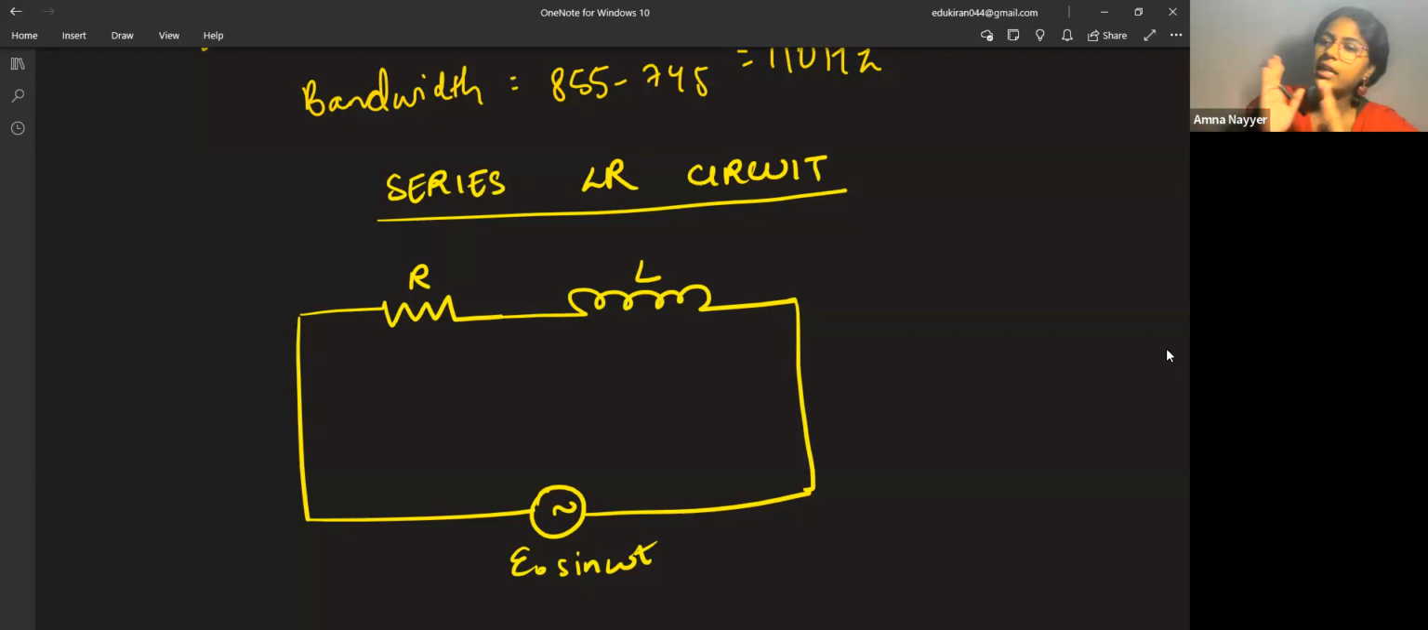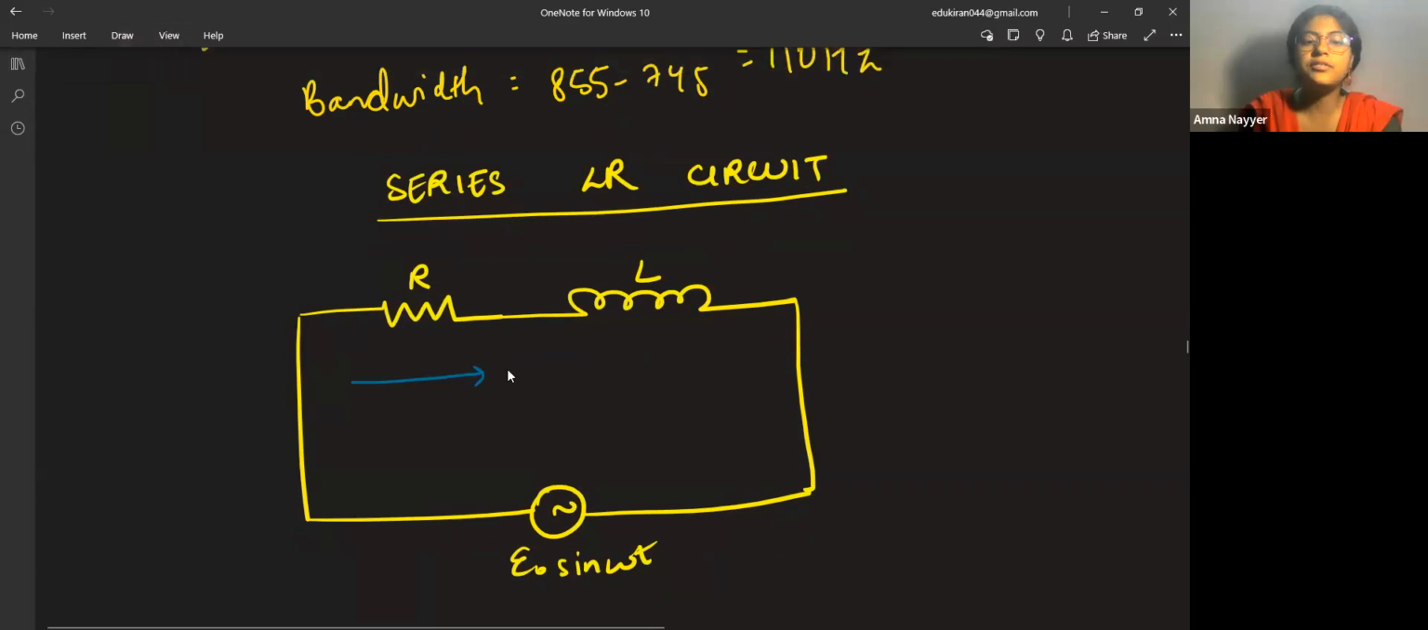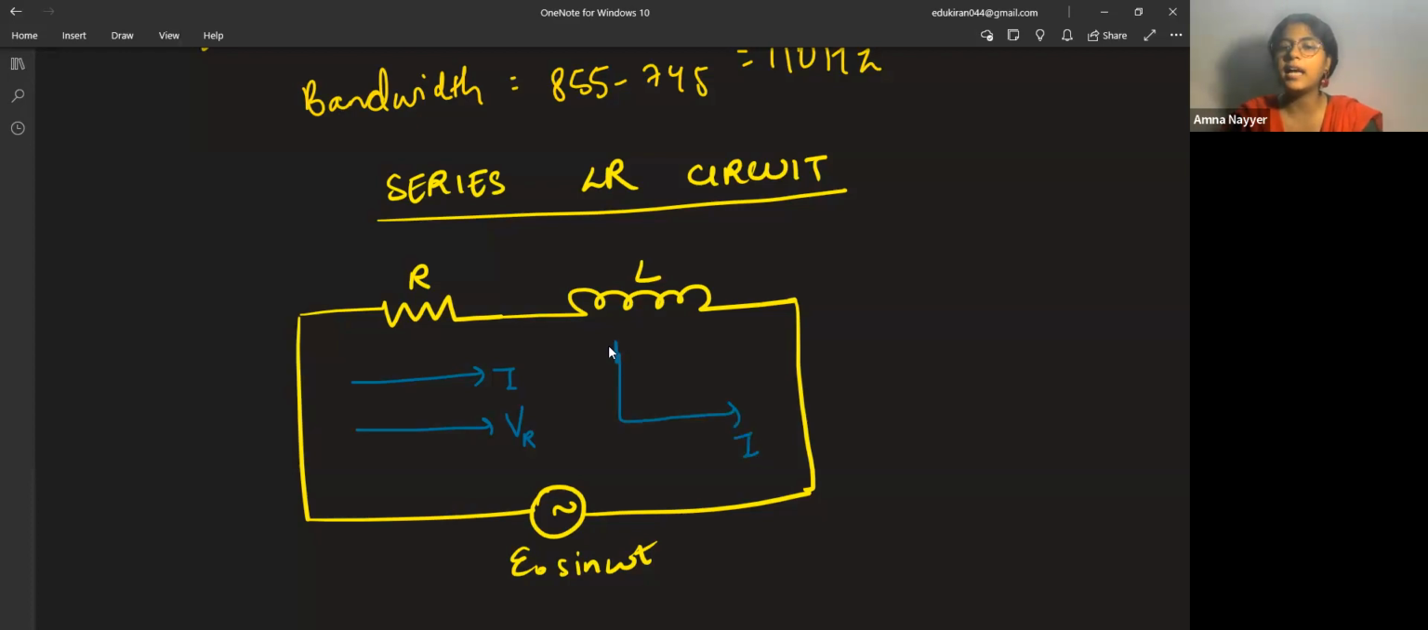So resistor you have, inductor you have, right? When we were talking about resistors, we had noticed that current and voltage across the resistor were in the same phase. There wasn't any difference. We had seen the graph also, both were in the same phase. Then in case of inductor, we had seen that current was lagging behind and voltage was leading by pi by 2.